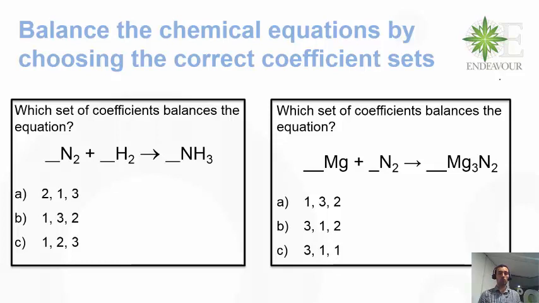I suppose the more correct way to do it would be to actually try and balance it yourself and then see which option that matches to. So you can try it either way. So again, please pause the recording and try and see whether the coefficients that balance these equations match A, B, or C.